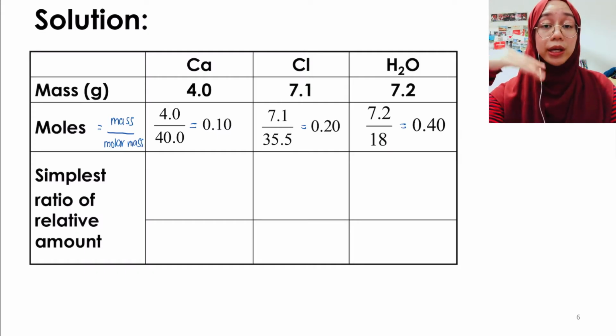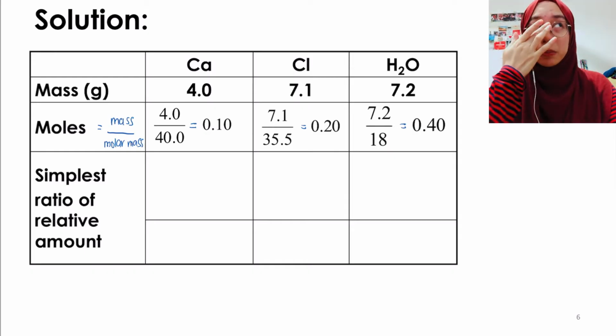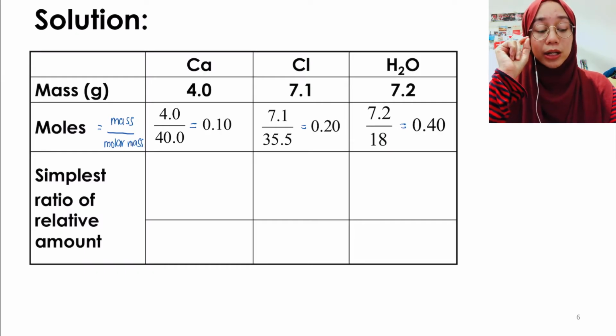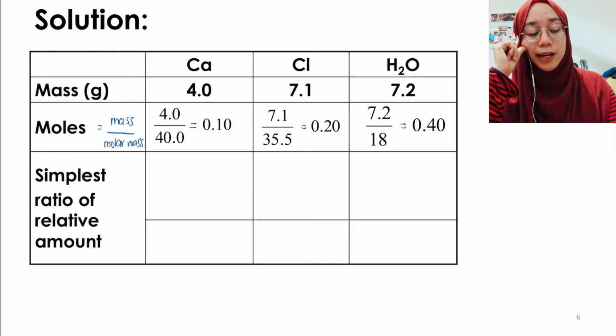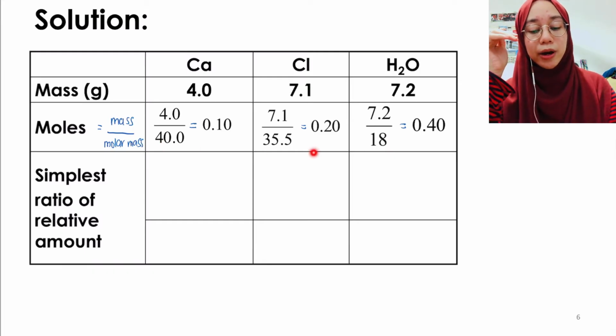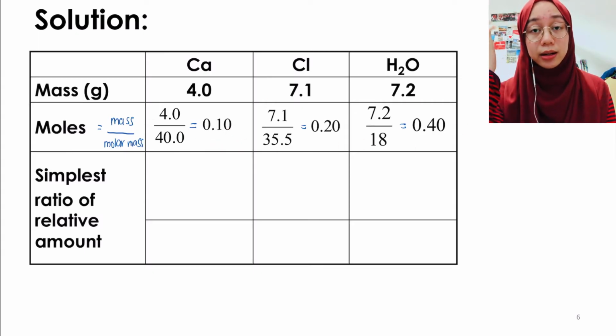Now we are going into the third one, which is the ratio. We need to look for the simplest ratio. Remember just now, empirical formula is a chemical formula with the simplest whole number ratio. It needs to be a whole number ratio, so make sure it is a whole number. How do we get the ratio? Basically, you take the number of moles and divide by the smallest mole among all the elements you have. Here we have 0.1, 0.2, 0.4. The smallest one is 0.1. Therefore, divide all the values here by 0.1, then you get the ratio.